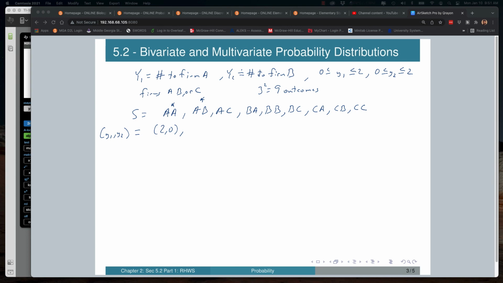AB, 1 went to firm A, 1 went to firm B, so we got 1, 1. Here we got 1 went to firm A, so y1 gets a 1. None of them went to firm B, so 0. Looking here at BA, 1 went to firm A and 1 went to firm B. BB means they both went to firm B and no contract went to firm A, so 0, 2.